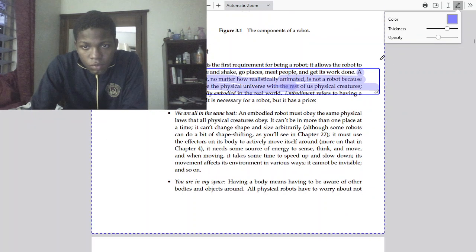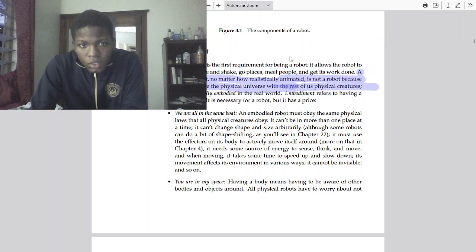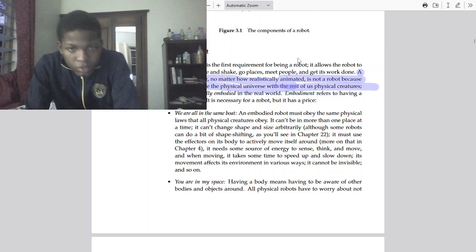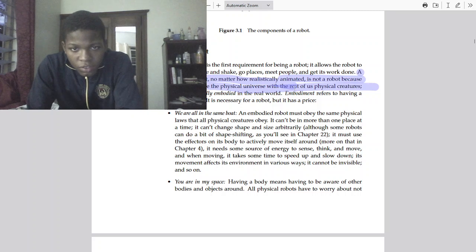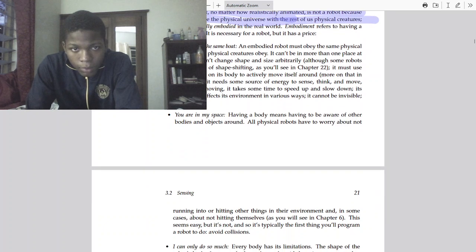I'm gonna close this. A computer agent, no matter how realistically animated, is not a robot, because it doesn't share the physical universe with the rest of us physical creatures. It's not physically embodied in the real world. Embodiment refers to having a physical body, necessary for a robot, but it has a price.